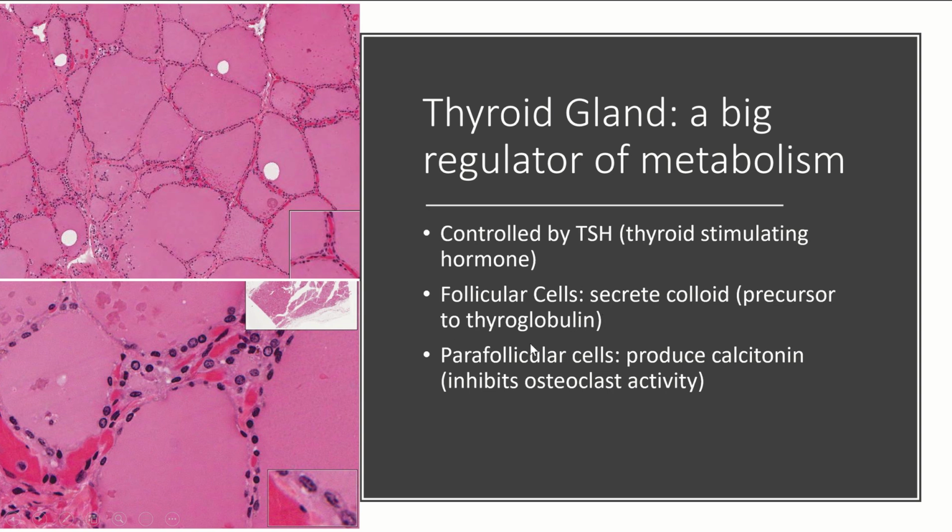Okay, so that's a precursor to those thyroid hormones, T3 and T4, and those are the big regulators of metabolism. Okay, so your heart rate, how many calories you burn in a day, your underlying basal metabolism, your thyroid gland has a lot to do with that, and that's those follicular cells and that colloid doing that.